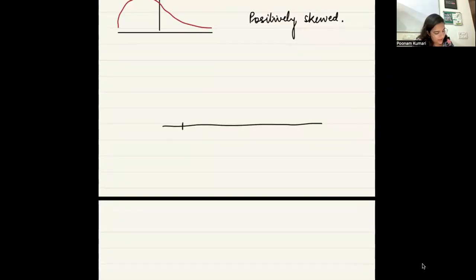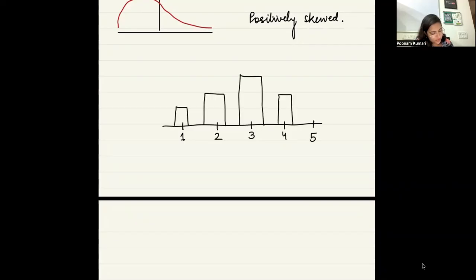So let's say I have values 1, 2, 3, 4, 5. 1 comes 1 time, 2 comes 2 times, 3 comes 3 times, 4 comes again 2 times, and 5 comes 1 time. What kind of data is this? Symmetric, right? Yes. Here I'm just saying this is 1, this is 2, this is 3. These are the numbers.